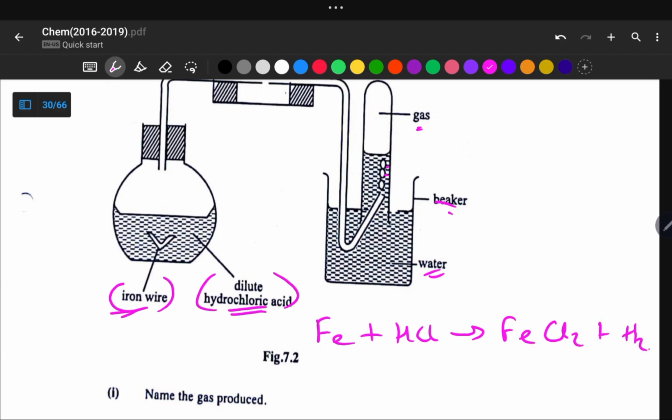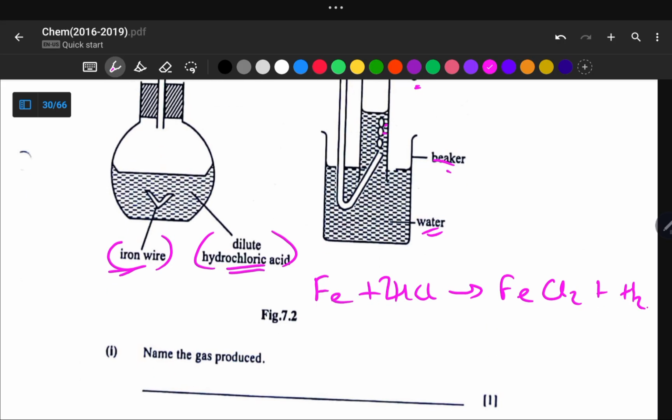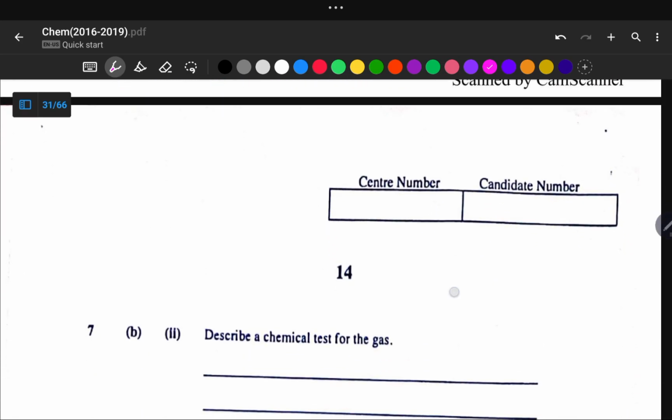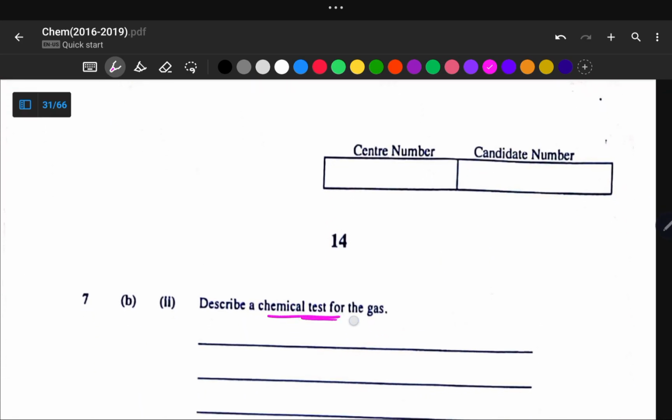To balance this equation, we must have a 2 here, so that we have hydrogen gas here. And then the other question says describe a chemical test for the gas.